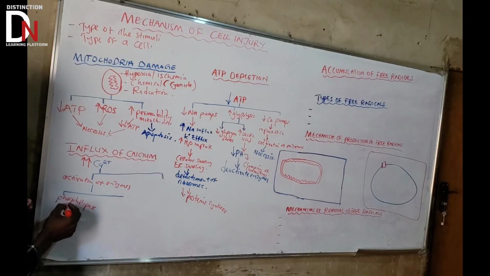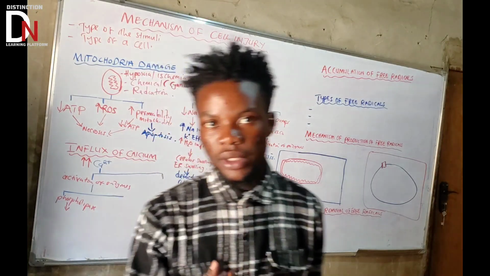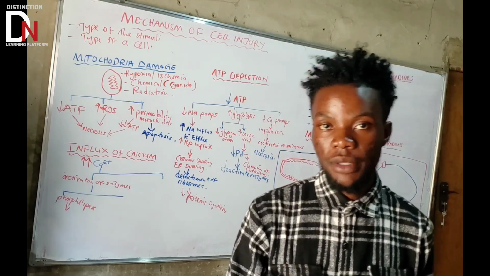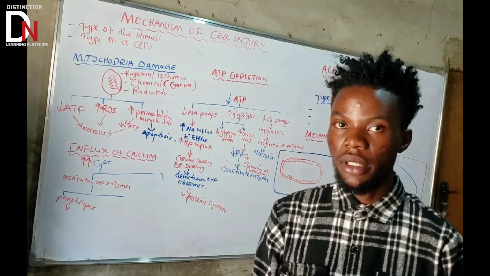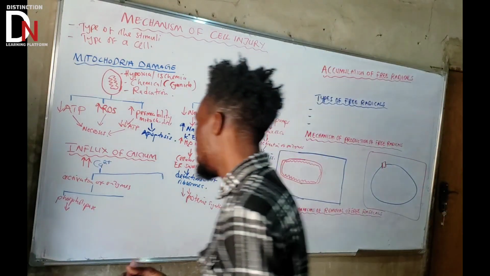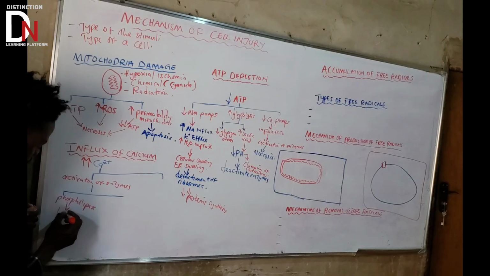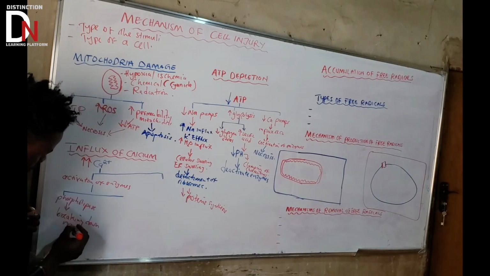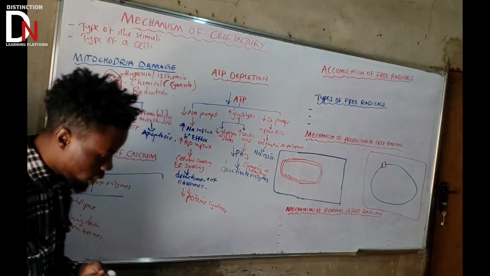So phospholipase, now what does it do? Just from the word lipase, basically it will start breaking down the lipids, or phospholipids. If it's breaking down the phospholipid, then basically it will break down the membranes. So it is leading to the breaking down of membranes.